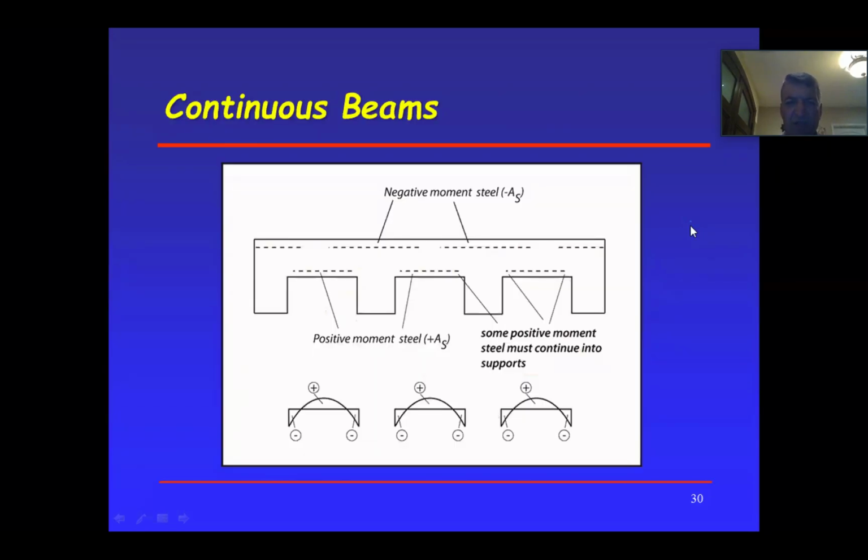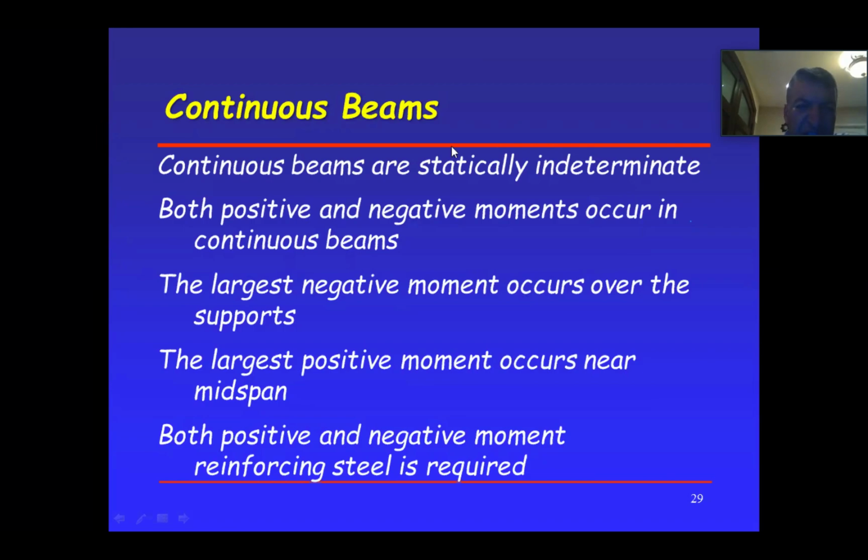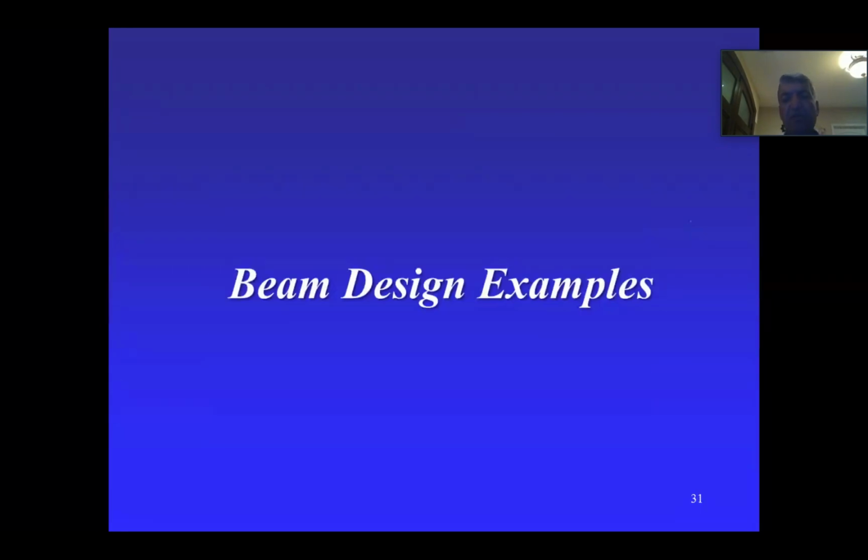So let me go back just one more detail here. It says, see that the largest negative moment occurs over the supports, and especially the first interior support. The largest positive moment occurs near mid-span. See that? In the middle, not on the sides. Both positive and negative moment reinforcement is required. Okay? So that's what that is. Now, these are the design examples. We're going to start doing what we learned and then apply it.